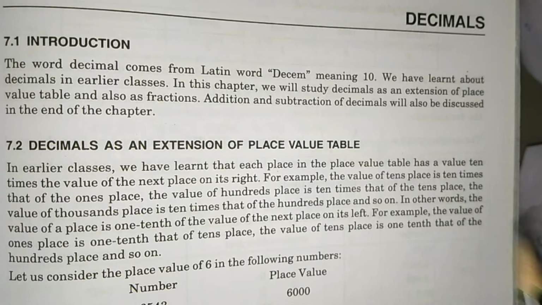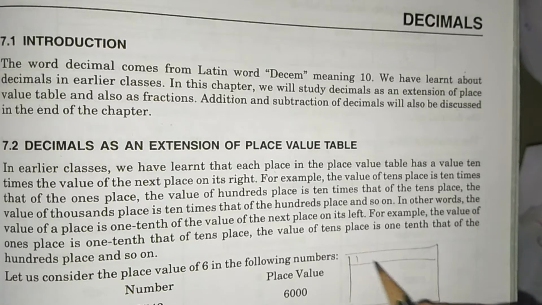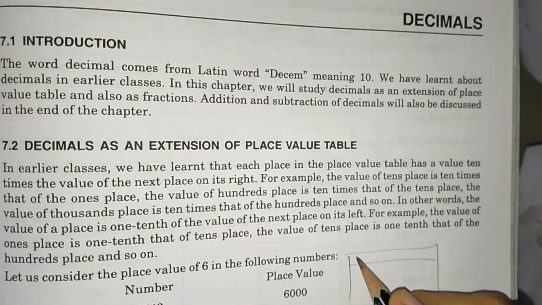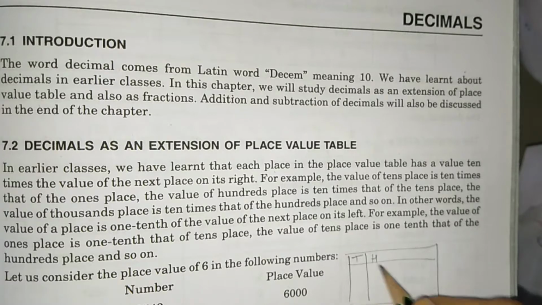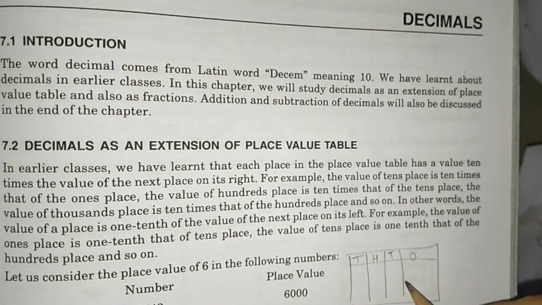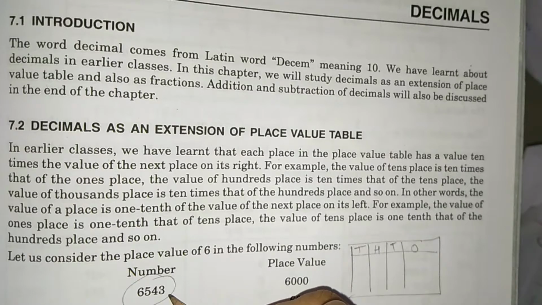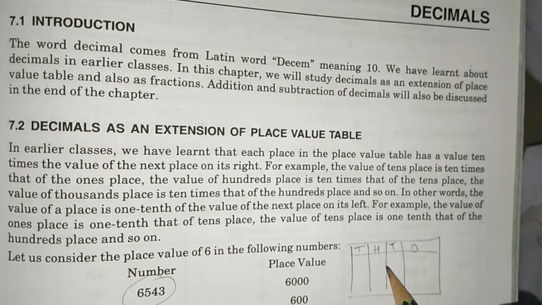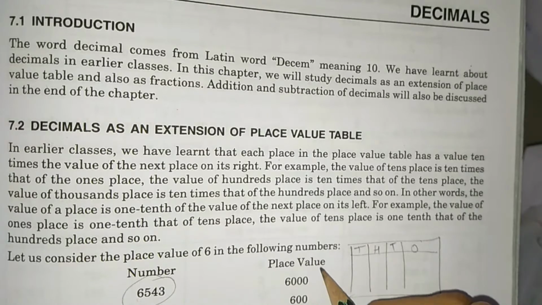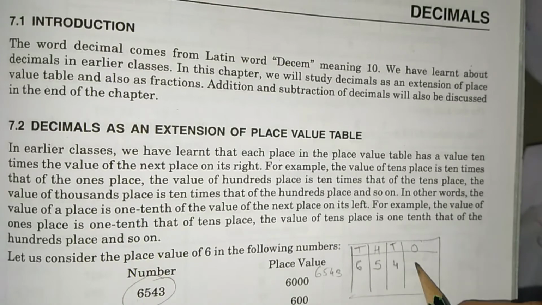Now you have learned the place value table: first it will come as thousands, after that hundreds, then tens, then ones. Till here you have learned. If you are given the number 6543 and you have to place it in the place value table, how can we place it? 6 is in thousands place, 5 is in hundreds place, 4 is in tens place, and 3 is in ones place.